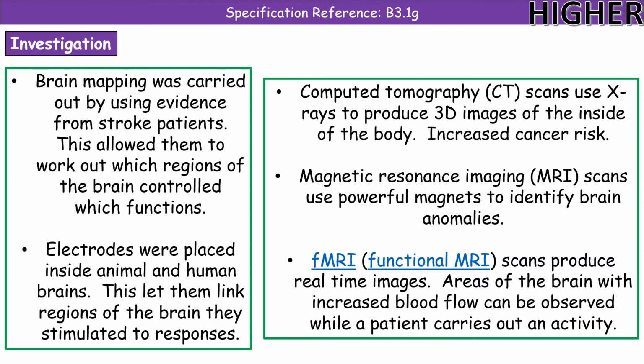fMRI, the functional MRI scans, these produce real-time images where you can literally get patients to do something, play a guitar or what have you, and then what they're going to be able to do is observe which bits of the brain have increased blood flow, i.e. which bits of the brain are involved in that particular thing.